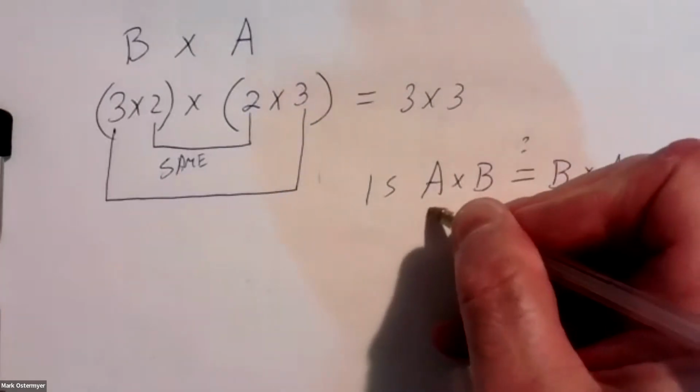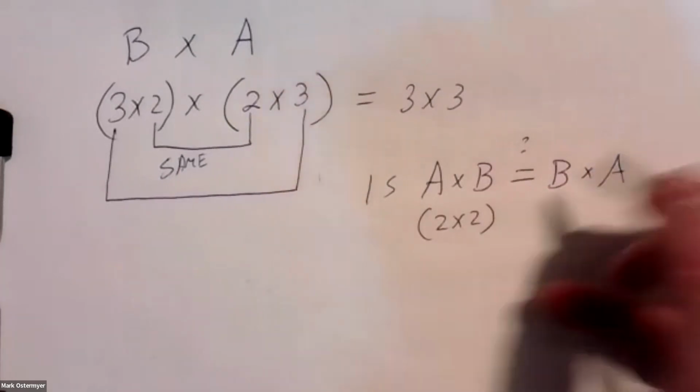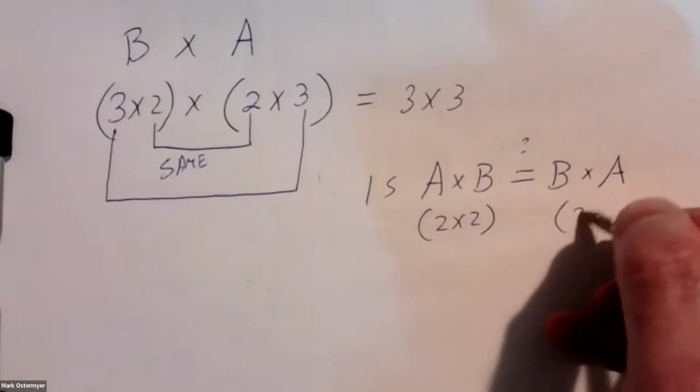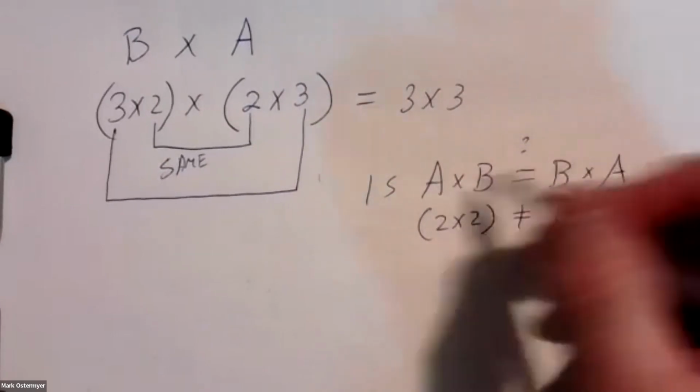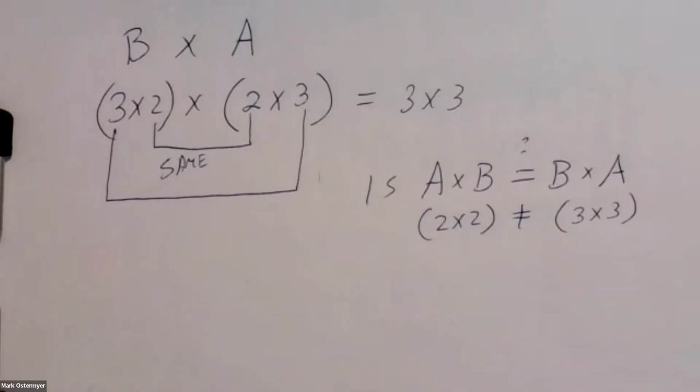Well, A times B was of order what? 2 times 2, 2 by 2. B times A is going to be of order 3 by 3. These orders are not the same, and therefore, no. Matrix A times matrix B is not going to be equal to matrix B times matrix A.